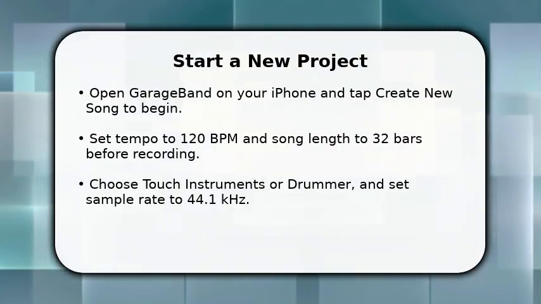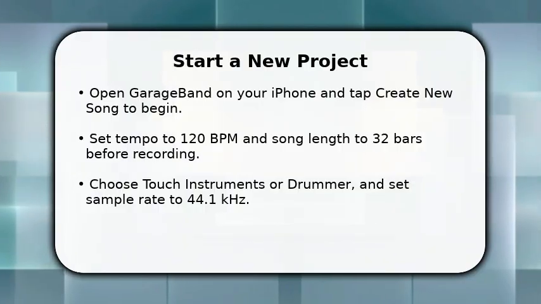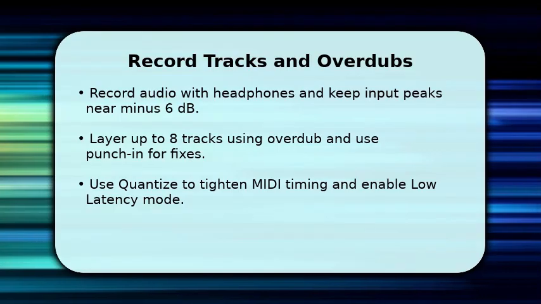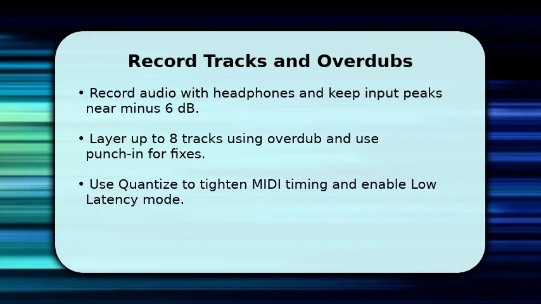Plug in headphones and set input levels so peaks sit near -6 dB. Arm a track and hit record to capture audio or MIDI performance in real time. Use overdub to layer additional parts and create harmonies or textures on separate tracks. Use punch-in recording to correct small sections without redoing entire takes.